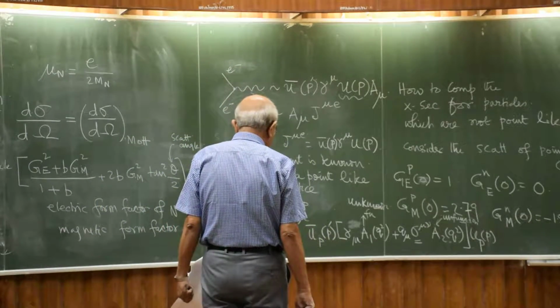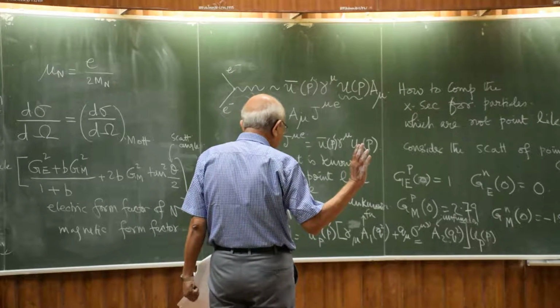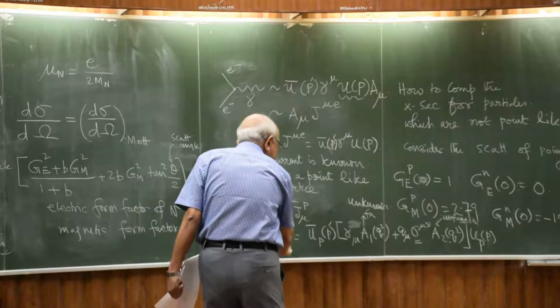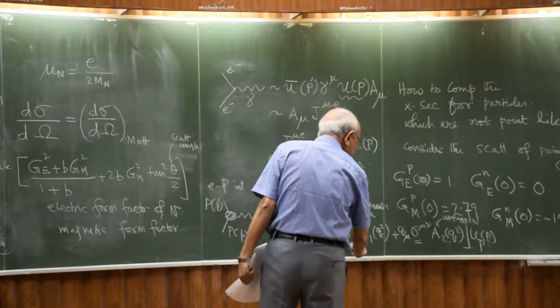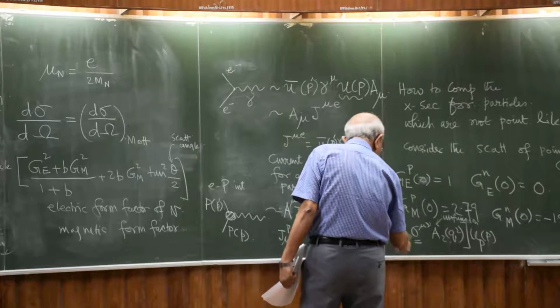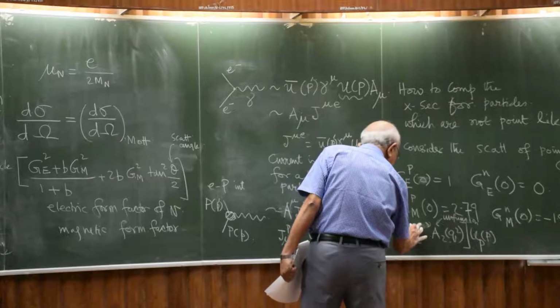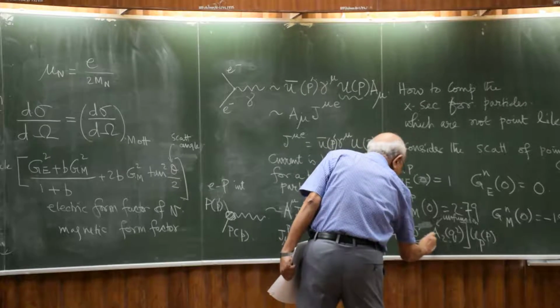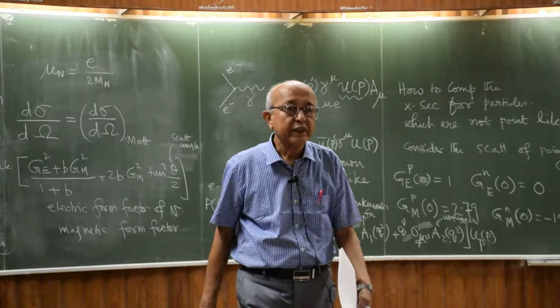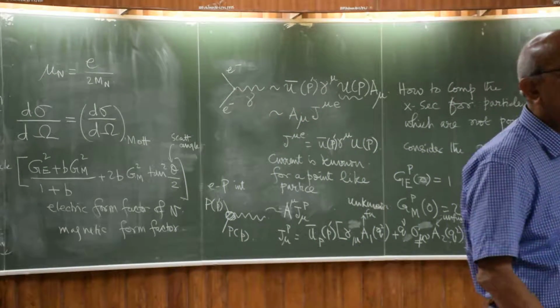So Lorentz invariance contracts on Q mu, sigma mu. No, wait a minute. I think I made a mistake here. J mu is, yes, so gamma mu is okay. I think I should have contracted mu. Sorry, I should have contracted mu. I was a bit cavalier there. This is the right way of writing. Sorry.